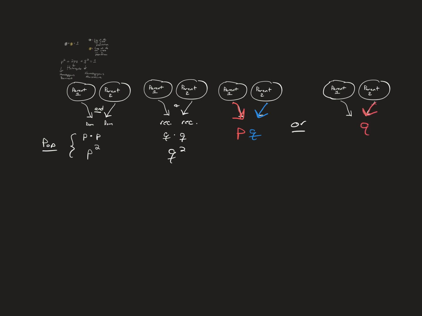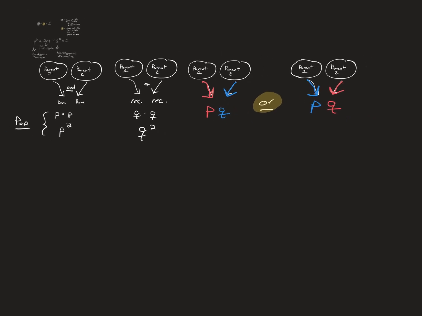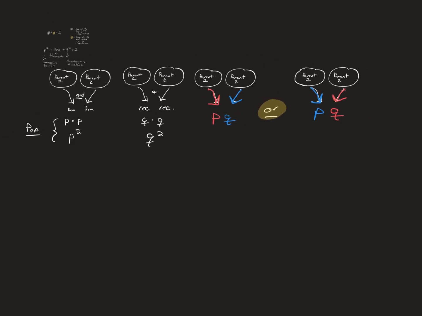So there's two ways to get it. And we're not using and, we're using what word? Or. So what do we do? Are we multiplying, dividing, taking the square root of? What are we doing? Adding. We're adding them. So it would be PQ plus PQ for the heterozygous, right? Because there's two ways of getting it.